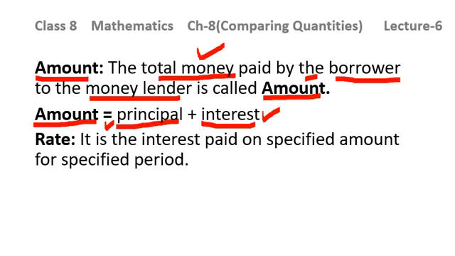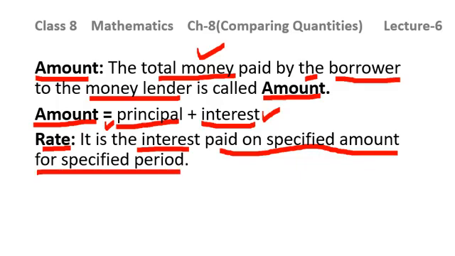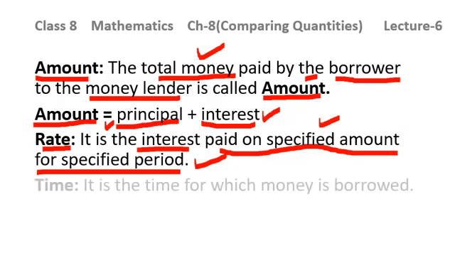Now next comes the rate. What do you mean by rate? It is the interest paid on a specified amount for a specified period. So the interest which is being paid on a specified amount for a specified period is your rate.